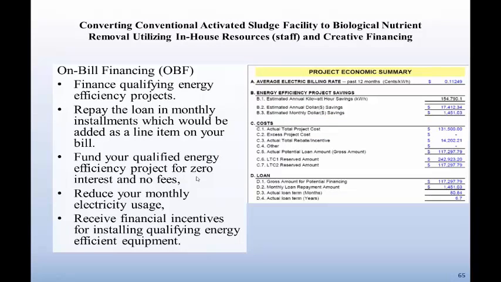Now, on-bill financing is a program that Southern California Edison offers. It finances qualifying energy efficient projects. So they evaluate the project for energy efficiency. If the project qualifies, it is approved, and basically the repayment of the loan is done in monthly installments, which could be added as a line item on your bill. And those are paid back through your savings. These funds are also available at 0% interest and no fees. It also reduces your monthly electrical usage. And on top of that, they offer financial incentives. Once the project is completed, they evaluate the efficiency of your project, and incentives are given.